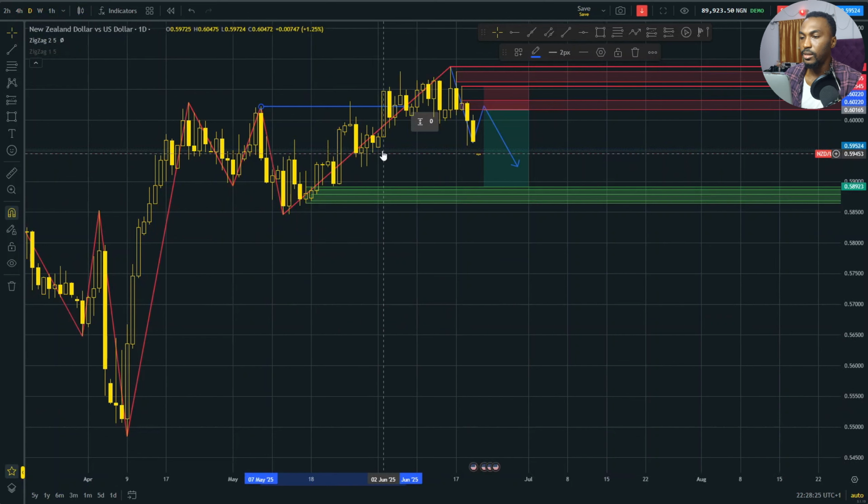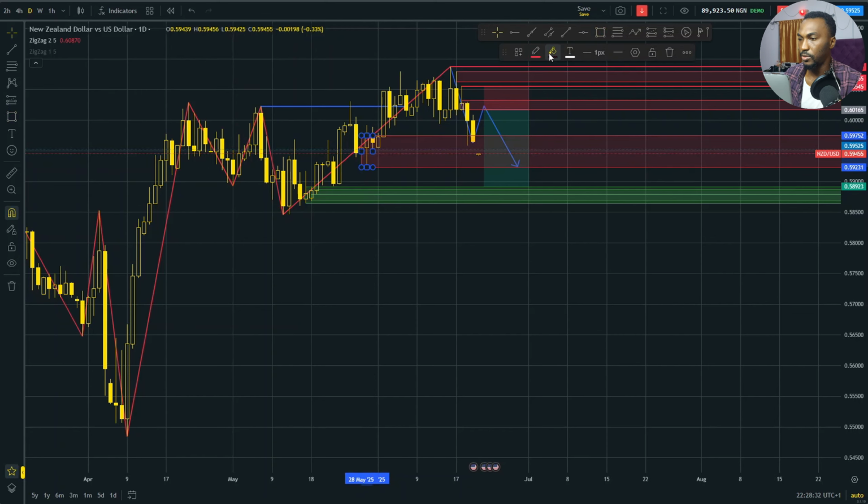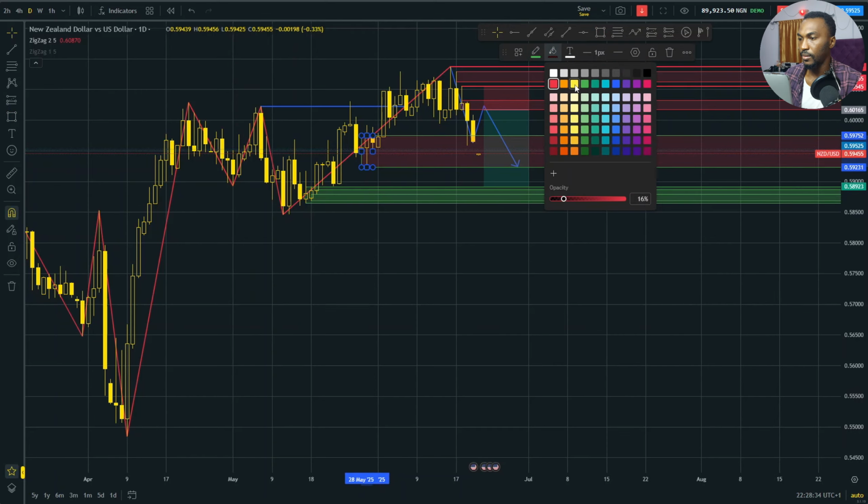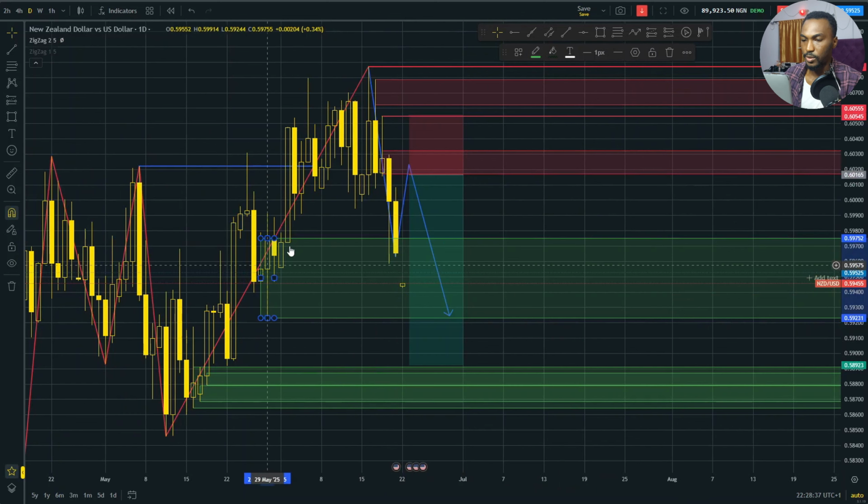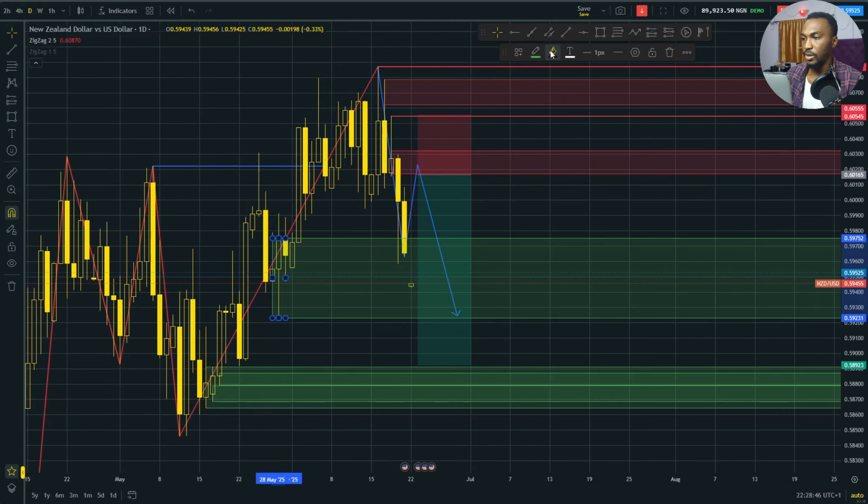So on the daily, we have this zone right here. Oh, I forgot to even call this zone. So we have this zone right here. Right, we have this one right here, which price is currently within. And then after this, we also have this zone. So price could do whatever it wants to do.